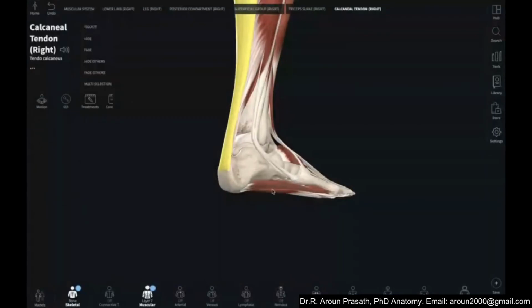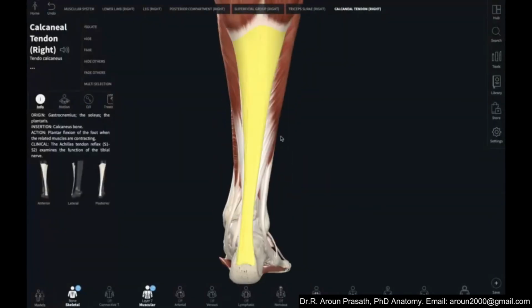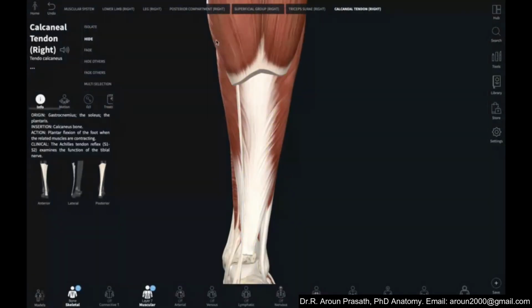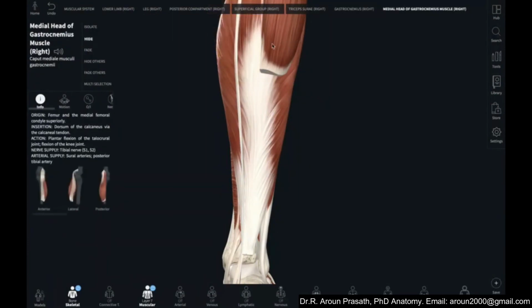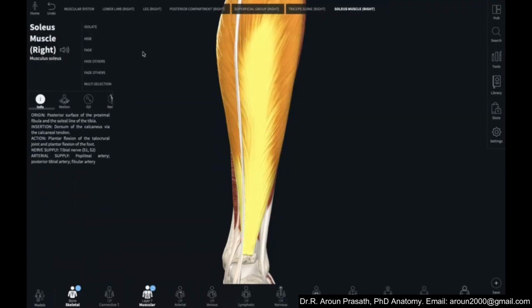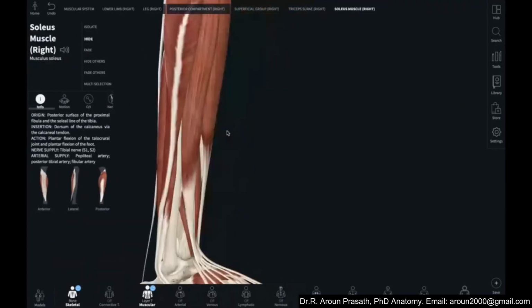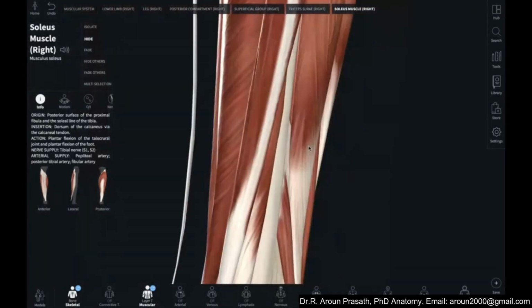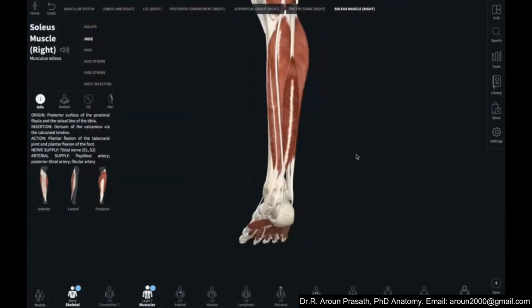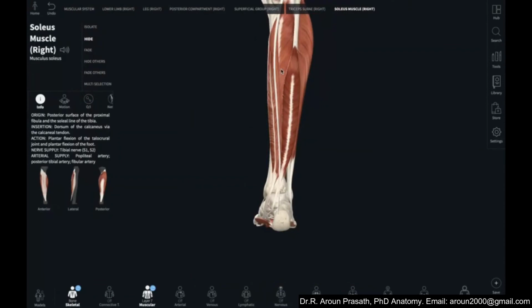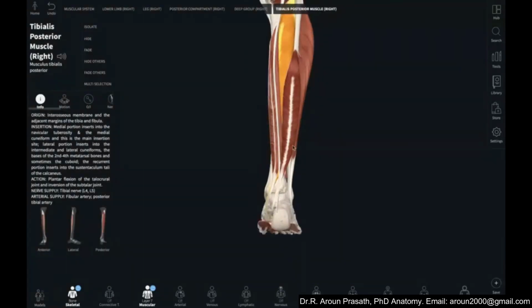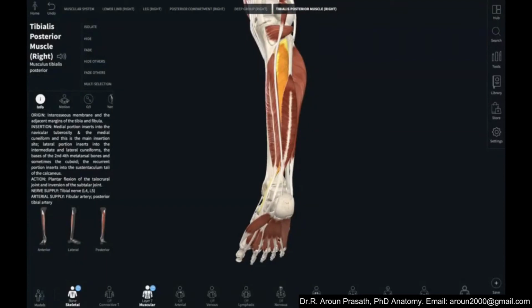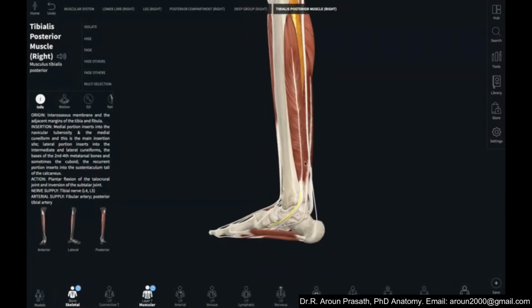Now I will remove all these muscles that I explained. This is the gastrocnemius and soleus tendon. Now, in the deeper and lateral deeper aspect, there are some muscles. These muscles take the tendon all the way down to the foot.